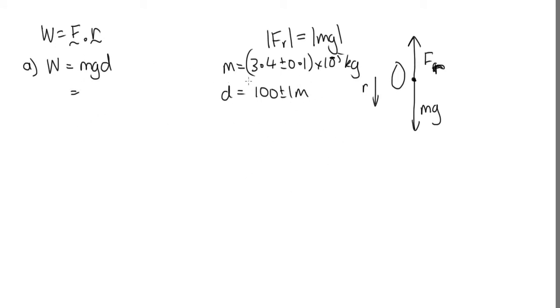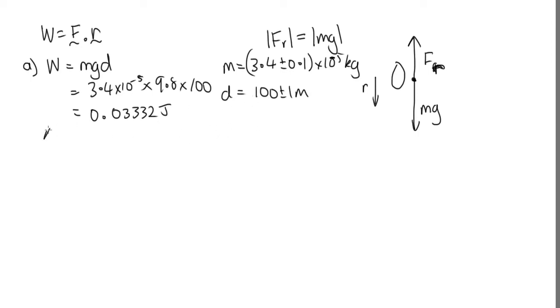Okay, so we just need to substitute these numbers into this formula. So we've got 3.4 times 10 to the minus 5 times g, which is 9.8, times d, which is the 100 meters. And solving that on the calculator, we get 0.03332 joules. Now, let's consider the uncertainties before we give this to the right number of significant figures.